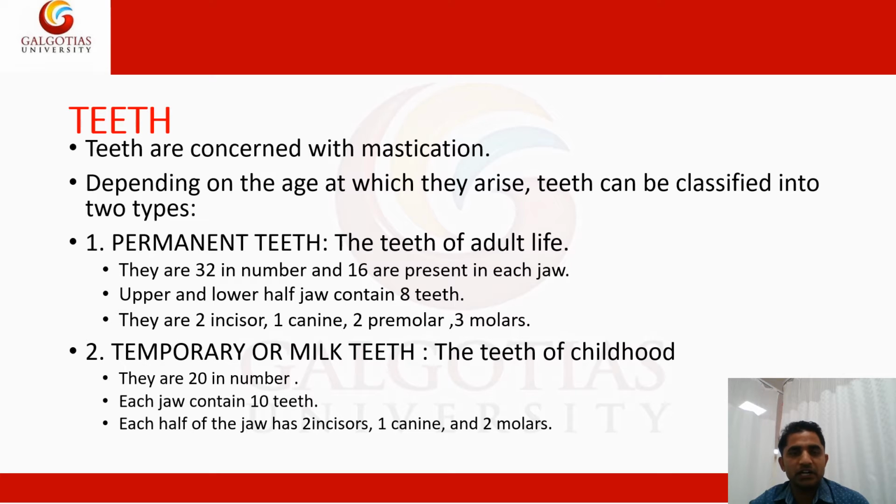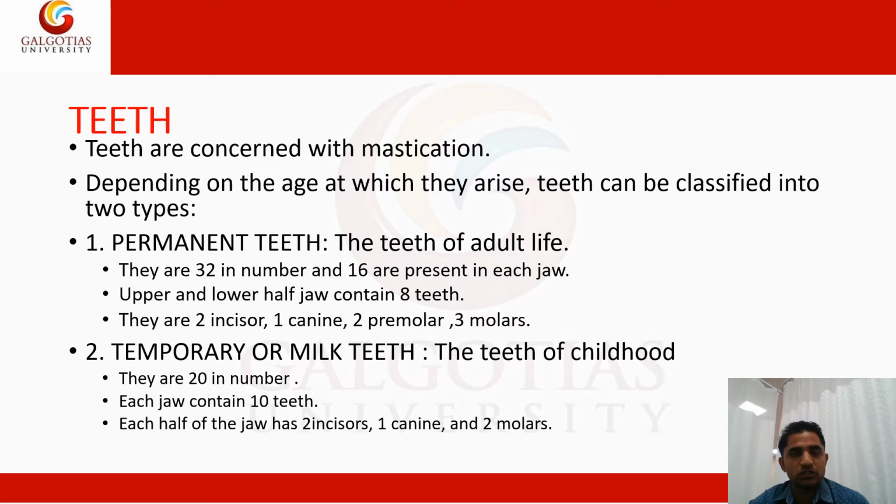They are 32 in number, and 16 are present in each jaw. So we have two jaws, 16 in each jaw, in total 32. The upper and lower half of the jaw contain 8 teeth each, and when we divide the 8 teeth, we have 2 incisors, 1 canine, 2 premolars and 3 molars. Then come to the temporary, or milk, teeth.